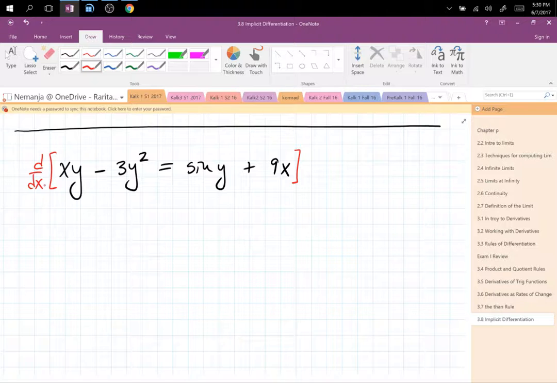Now y is a function of x, so what's that? It's a product rule. Nice. So the first term is a product rule. The other ones are easy.